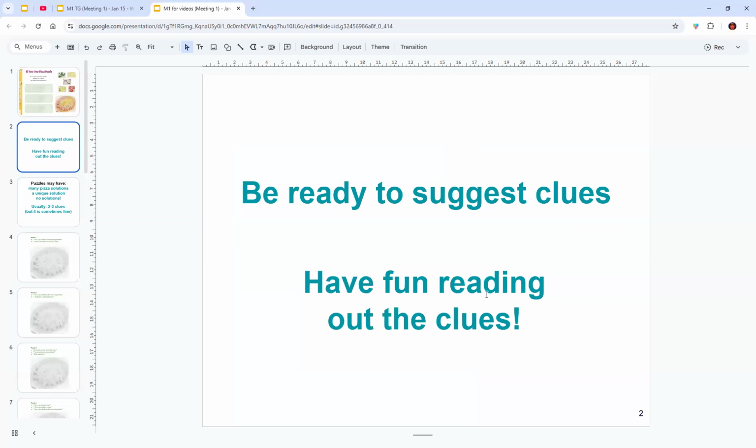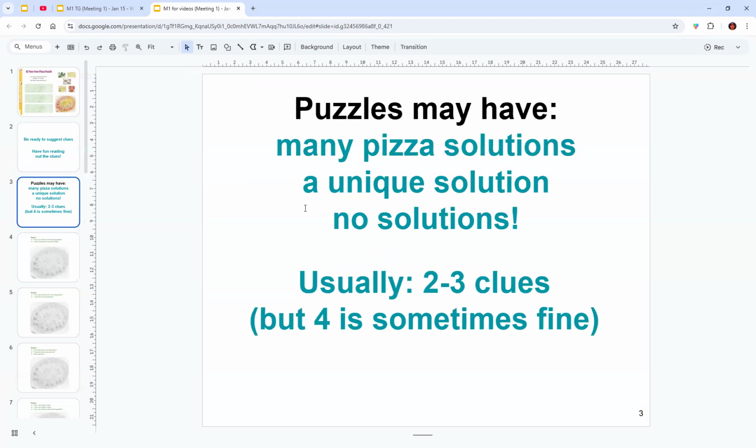Also have fun reading out the clues. So you could include silly extra information when we read the clues, like, oh, I really cannot tolerate cheese because blah, blah, blah. Or I really like this combination of ingredients because it reminds me of a trip to Canada, etc. So any extra mathematical information to make it more fun, it's totally fine and totally encouraged.